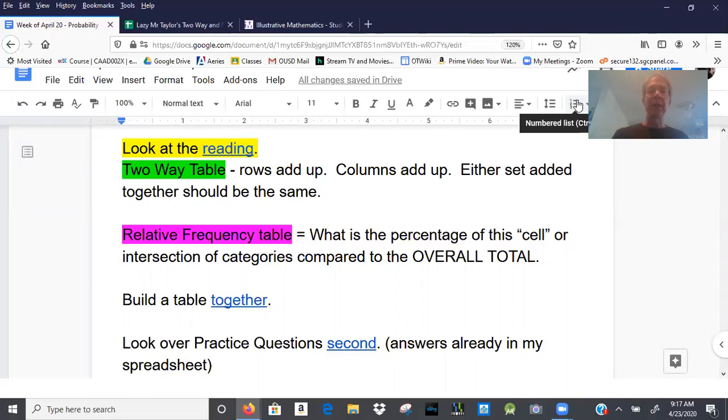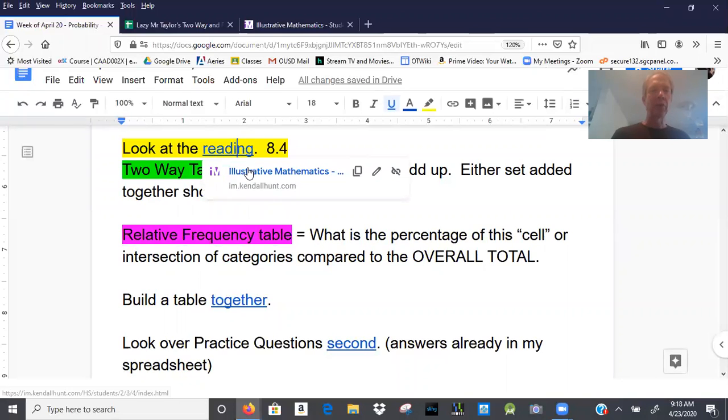So the main thing, we're at 8.4, is what we're getting this from, and those links are everywhere. The two things that you need to know, the two new vocabulary words: two-way table, which is a table that has two categories in it, and what's called a relative frequency table, which is basically the same thing. The difference is the two-way table just has straight numbers, whereas the relative frequency table is the percentages for those numbers. So let's look at that. But those are two words you need to know.